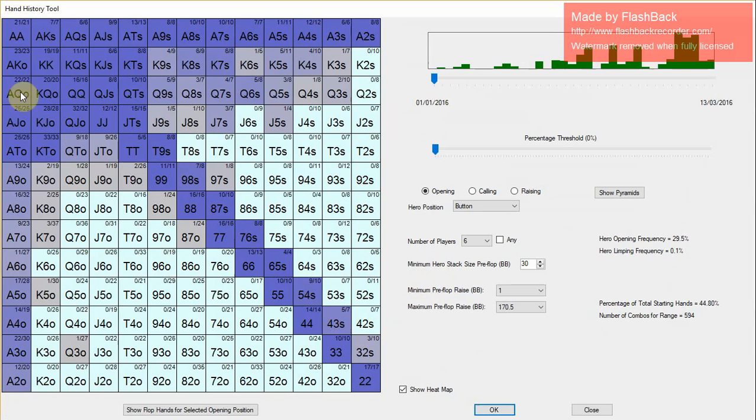This here is the hand history tool with a heat map. This is showing which hands I opened with most frequently and which hands I opened with either quite infrequently or never from the position button. So you can see this is a rough idea of the shape of my opening range as it was.